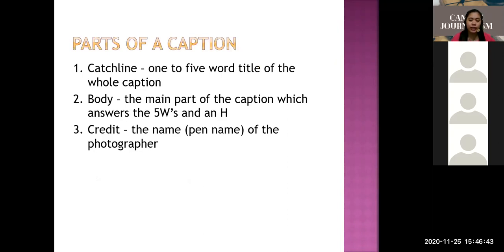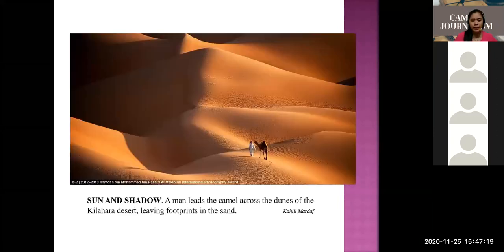One to five words, the title of the whole caption, like what is the picture about? For example, you are going to take a picture of the cathedral here in Iligan. So the catch line would be St. Michael's Cathedral, Iligan City, something like that. The body is the main part of the caption, which answers the 5 W's and 1 H. The caption of your photograph is like the lead of your article. So it has information about the 5 W's and 1 H, and then the credit, the name or pen name of the photographer. It's always important.